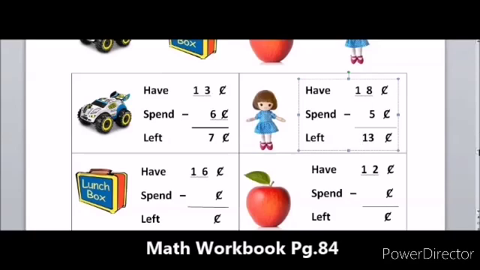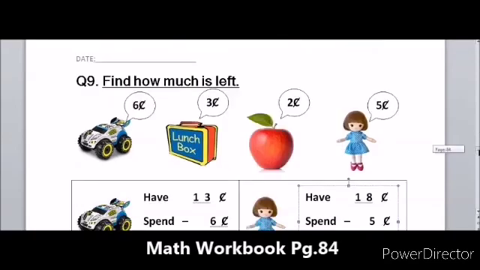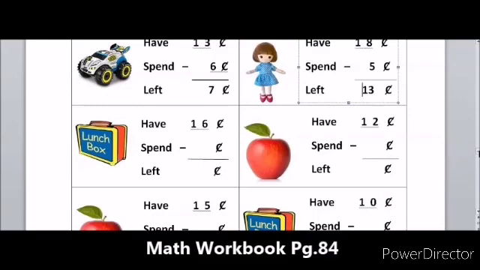Next, lunch box. You have 16 cents with you. The cost of the lunch box is 3 cents. So, you spend 3 cents. You give 3 cents and buy this lunch box. Okay. So, how much is left out with you? 16 minus 3. 6 minus 3 is 3 and 1 you have to write. So, how much is left out with you now? You have 13 cents.